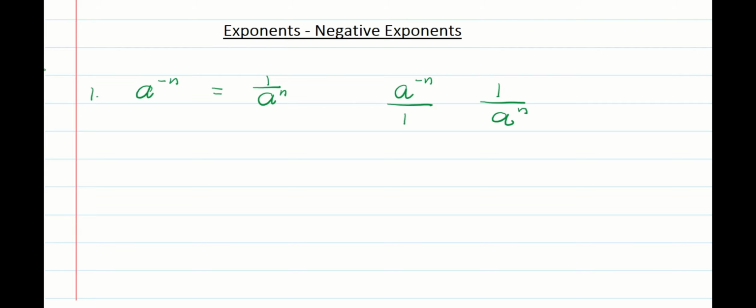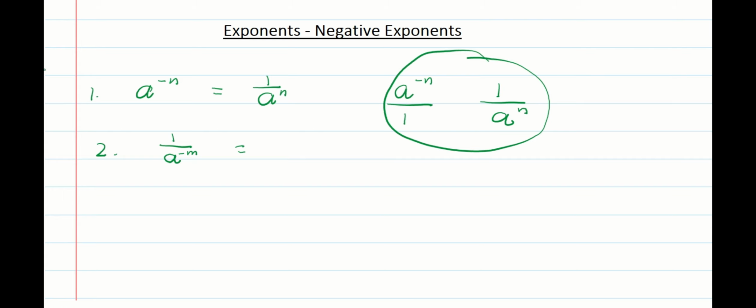The next one is where you have a fraction. For example, 1 over a to the negative m, this time a negative in the denominator. Again, the same rule applies. When you move across the division line, the sign will change. So we bring the 1 to the denominator, and the denominator goes up into the numerator, and the sign changes from negative m to positive m.